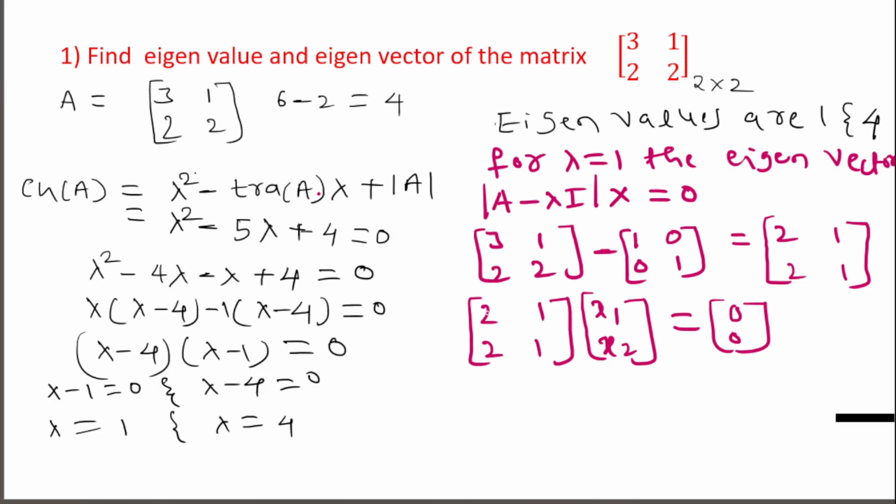For this, 2 into x1, that is 2x1, plus 1 into x2, that is x2, this is equal to 0. Now again the same equation will be formed: 2 into x1, that is 2x1, plus 1 into x2, that is x2, equal to 0. The same equation is formed.